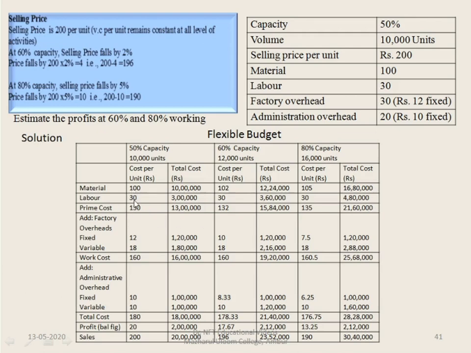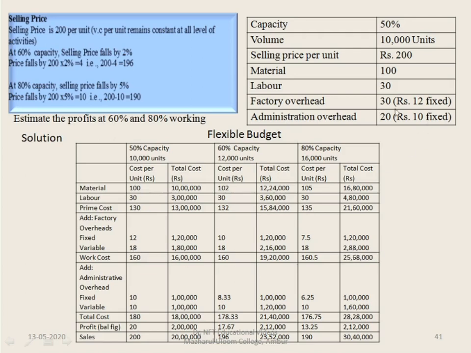Then material and labor will give you the prime cost. Next, factory overheads are given as 30 rupees, of which 12 rupees is fixed. So the balance of 18 rupees is variable. 18 will be common for all. 18 into 10,000, 18 into 12,000 and 18 into 16,000 give you the variable cost.